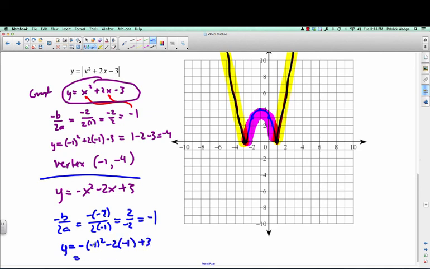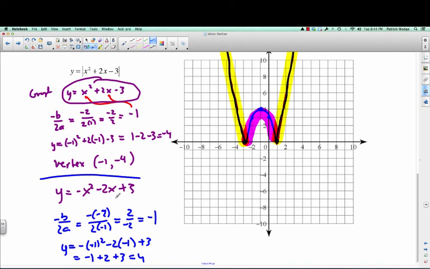What's that equal? Be careful here. Negative 1 squared is positive 1, but then there's a negative. So negative 1, negative 2 times negative 1 is plus 2 plus 3. So negative 1 plus 2 is positive 1 plus 3 equals 4. The vertex should be at negative 1, 4. Negative 1, 1, 2, 3, 4. Yes, that point right there is negative 1, 4.